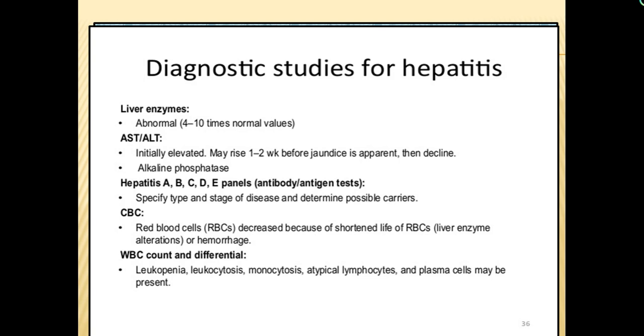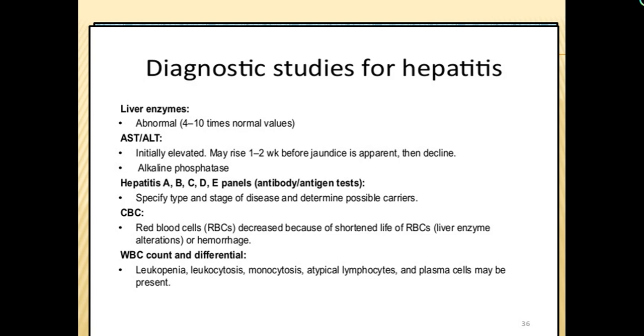Okay, now we'll come to hepatitis A, B, C, D, E. To check which type of hepatitis it is, we have panels. A, B, C, D, E panels are there. These are antigen antibody tests. We can take a blood test, and with one sample we can check for all these things. So depending on the findings, we can identify which type of hepatitis it is.